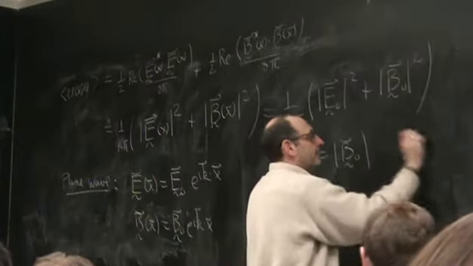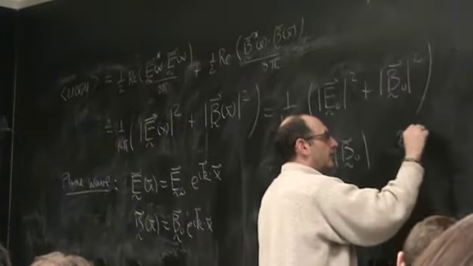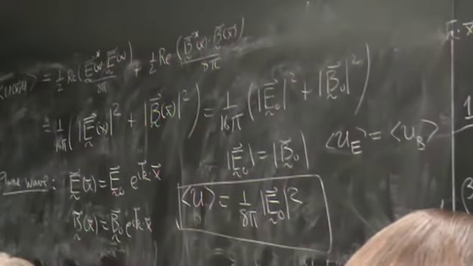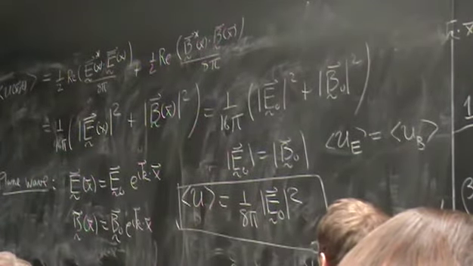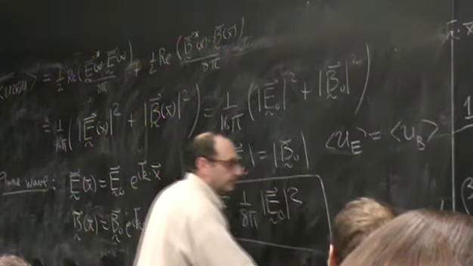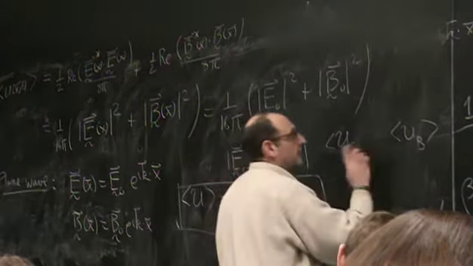What that means is that the energy in the electric field for a plane wave, time averaged, is equal to the energy in the magnetic field. And the total energy density, time averaged, is then equal to 1 over 8 pi, the magnitude of the electric field vector squared. Okay? Sometimes known as epsilon over 2, epsilon naught over 2.